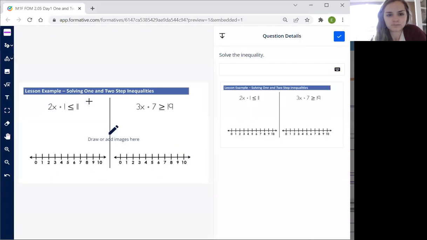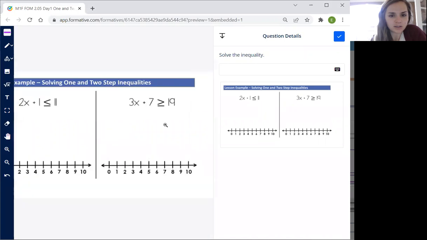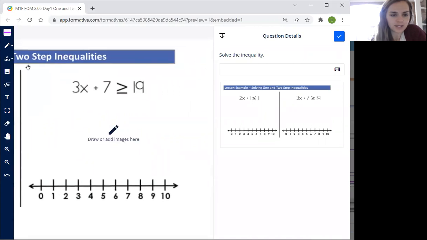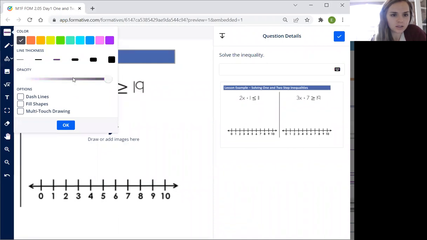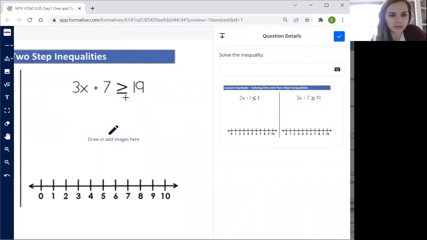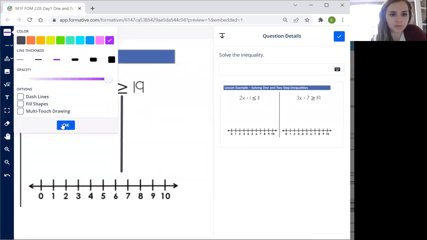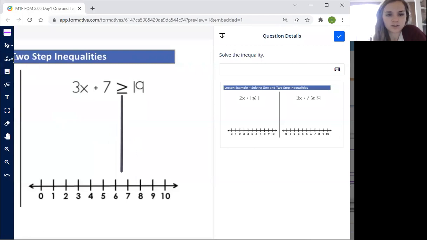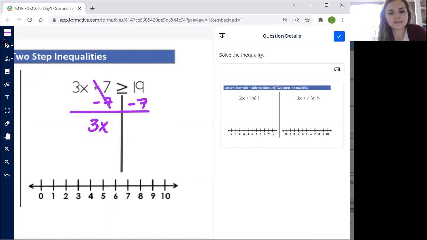Okay, the next one. Same thing again here. So I'm going to go ahead and zoom in so I can have mine nice and big. I draw my line down the middle. Okay, and then we want to do our inverse operations. So we want to subtract 7 from both sides. Then those cancel each other out. So we're left with 3x on the left side and 12 on the right side.